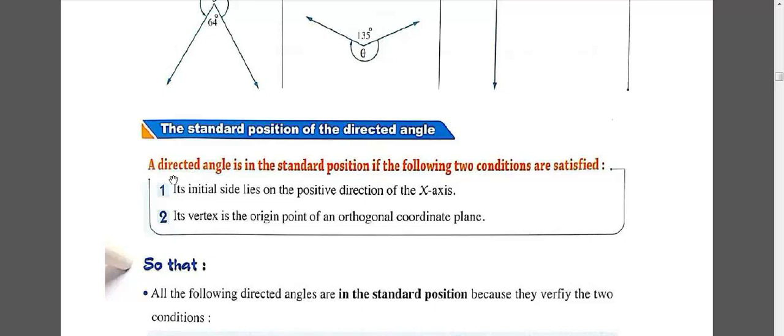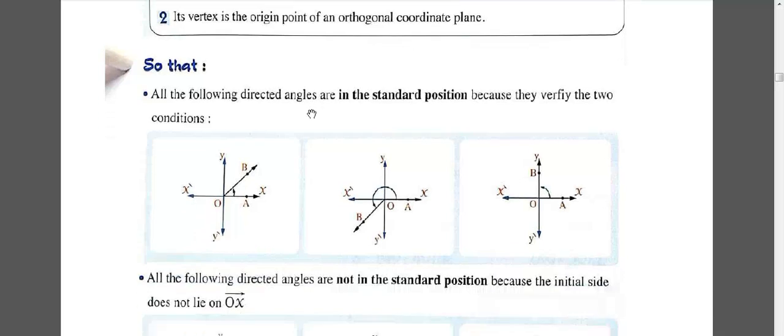Again, a directed angle is in the standard position if the following two conditions are satisfied. Number 1, its initial side lies on the positive direction of the x-axis. Number 2, its vertex is the origin point of the coordinate plane. Such as in this drawing.